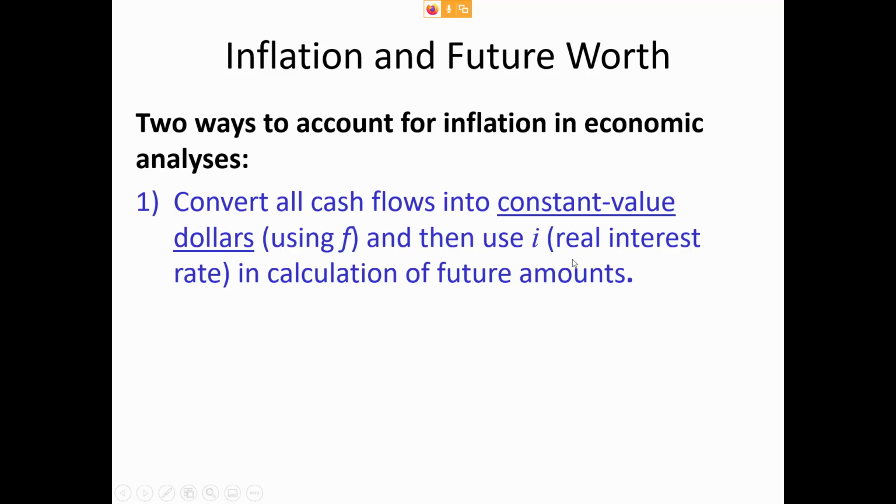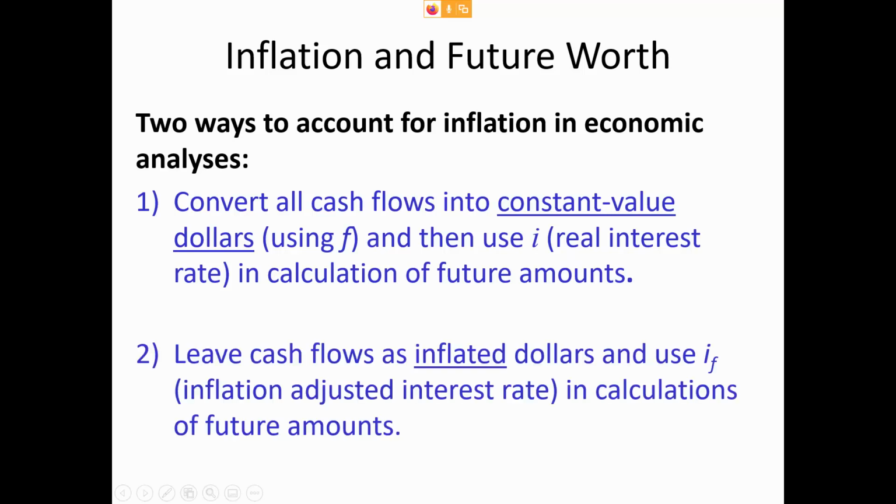The next approach would be to leave the cash flows as inflated dollars, meaning that the amount in the future isn't being reduced for the inflation effect, but then you'd use an inflation adjusted interest rate, I sub F, in all of your calculations. So you'd combine together the effective inflation and also the real interest rate you want to make out of that business opportunity, and all at once discount with a single rate, I sub F.